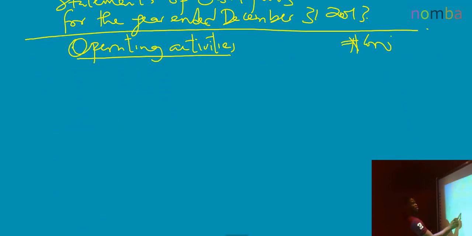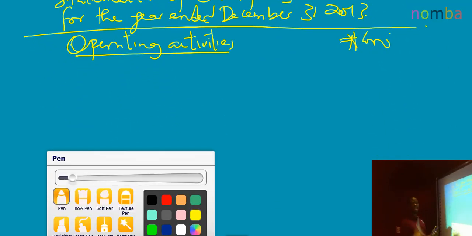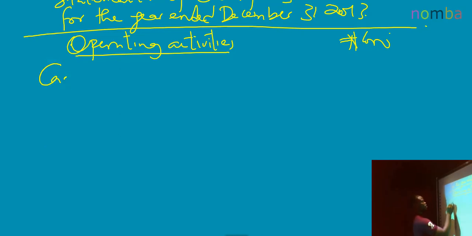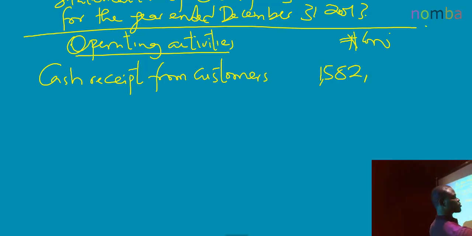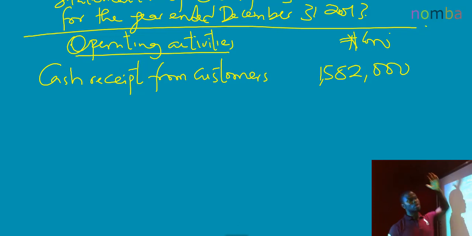So, I start with my revenue and I've extracted the cash element out of it. And it leaves me at 1,582,000. And that cash element will represent the cash receipts from customers. And it is 1,582,000. Okay? So, if you understand what I've done with this revenue, for me to get cash receipts from customers, then congratulations. Because that's the approach we're going to use all through.